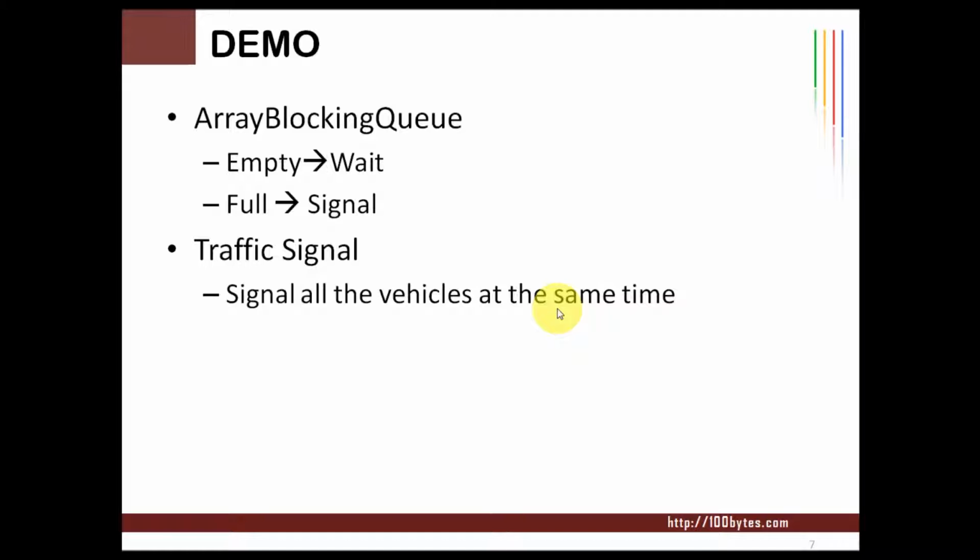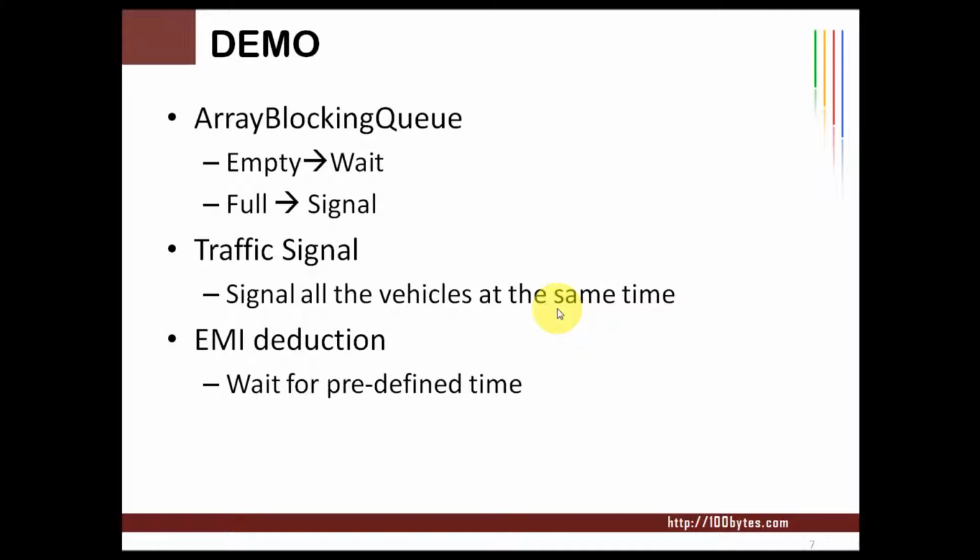And the signalAll demo. Let's assume a traffic signal where all the vehicles wait for a green light. Once the green light is on, that means it's signaling all the vehicles at that signal, so all the vehicles will start moving on.